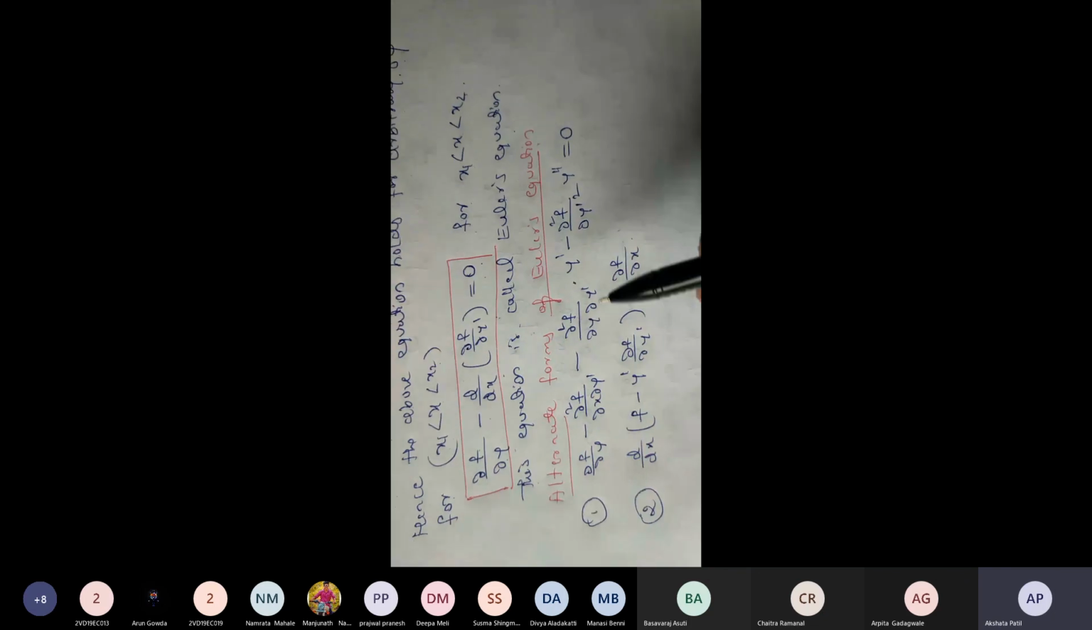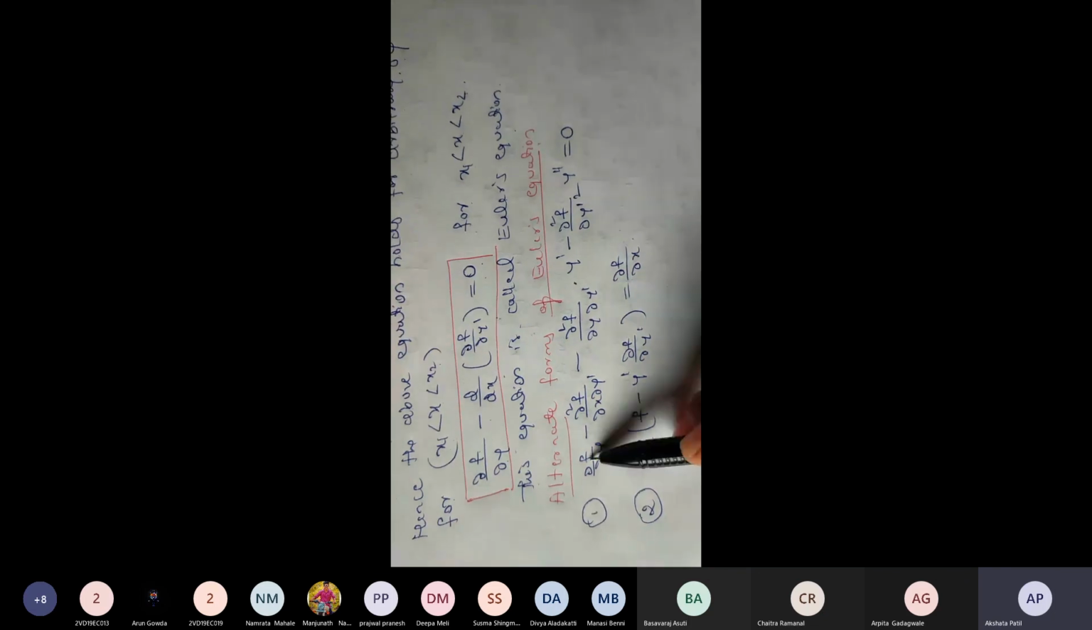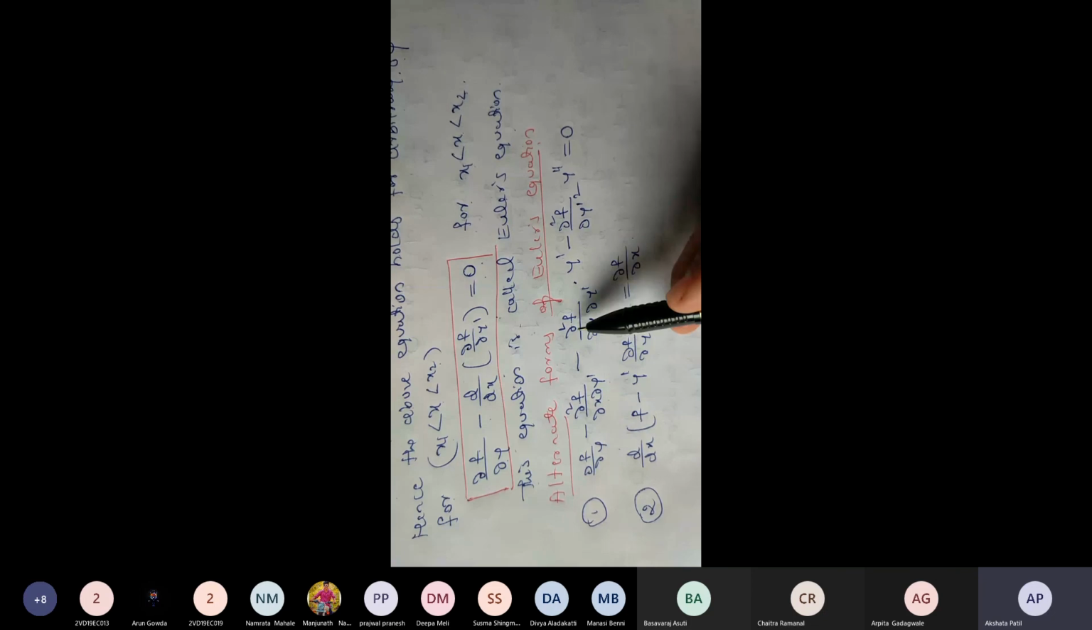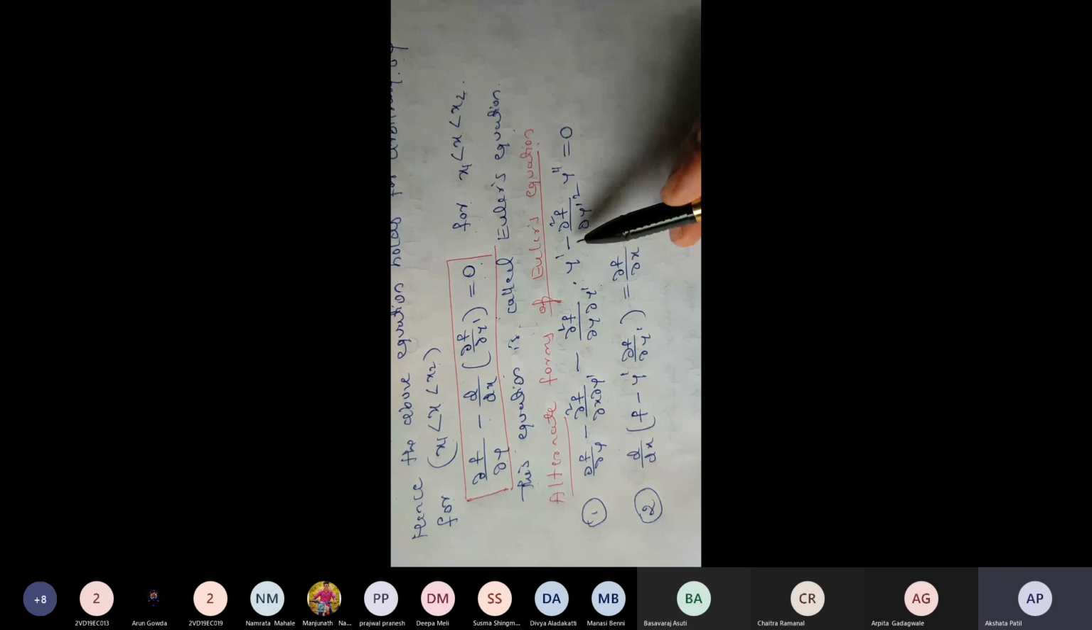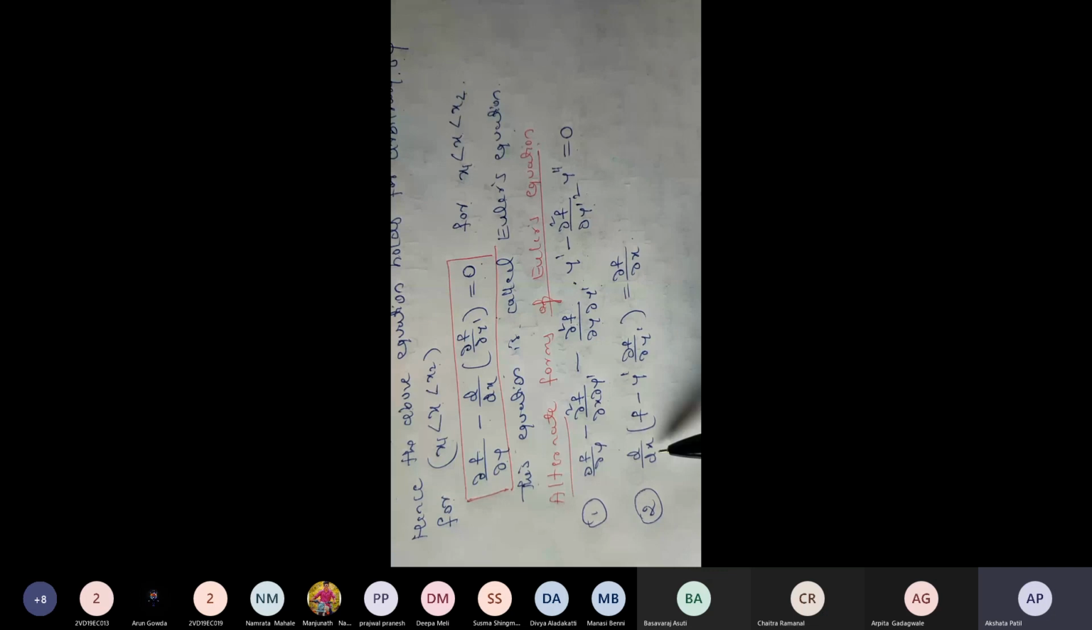Here they have given some alternative forms of Euler's equation. The first one is dou f by dou y minus dou square f divided by dou x dou y dash, minus dou square f divided by dou y dash dou y into y dash, minus dou square f divided by dou y dash square into y double dash, which equals 0. And one more alternate form they have given: d by dx of f minus y dash into dou f by dou y dash, which equals dou f by dou x.